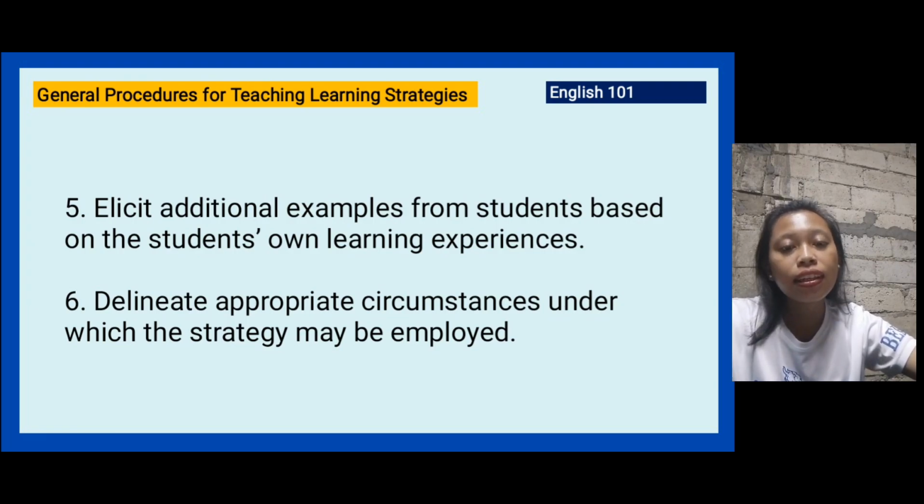Number 6, delineate appropriate circumstances under which the strategy may be employed. Explain when the strategy is useful and when it might not be effective. This helps students use it correctly. Students need to know when to apply a strategy effectively instead of using it all the time.